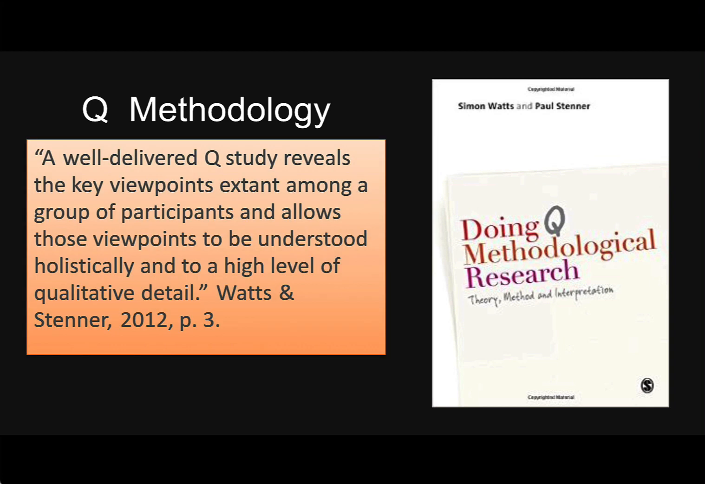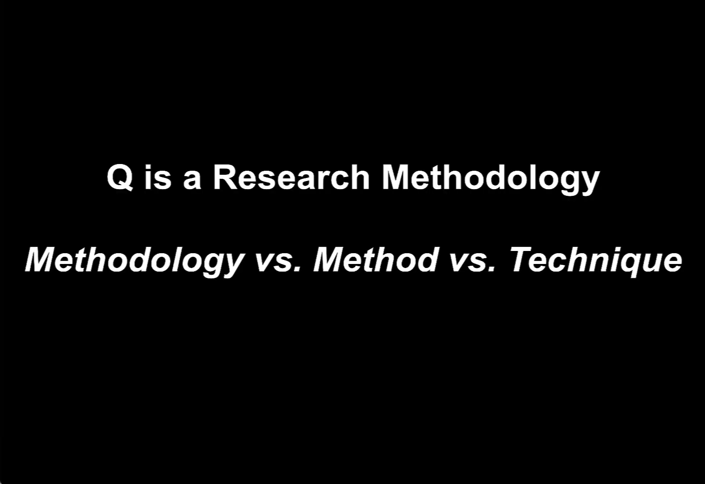They go on to write that a well-delivered Q study reveals the key viewpoints extant among a group of participants and allows those viewpoints to be understood holistically and to a high level of qualitative detail. And I think really the first thing I want to get across here is that Q is a research methodology. It is therefore a complete methodology with its own philosophy and foundational principles, and it's comprised of methods, and one can choose different variations of Q when one is designing one's study. And it's also a technique, and the technique is something called a Q sort.